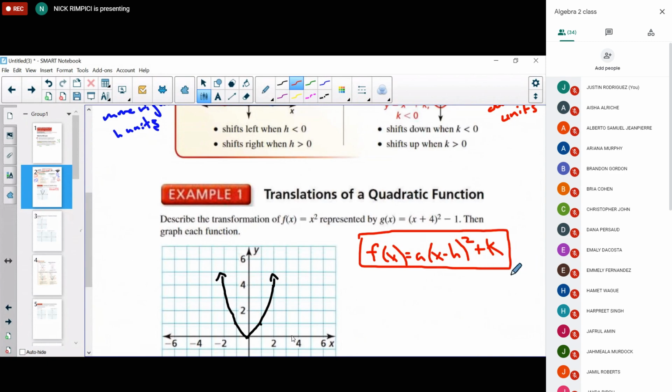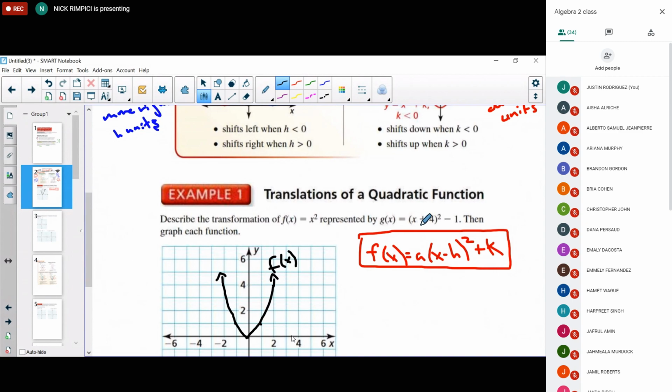Now, they want us to describe the transformation. So explain what happens to the parent function f of x when you do this. So what's going to happen? In other words, how's it going to move? Is it going to go up, down, right, left, or some combination? Maybe it goes left and down, or left and up, or right and down.